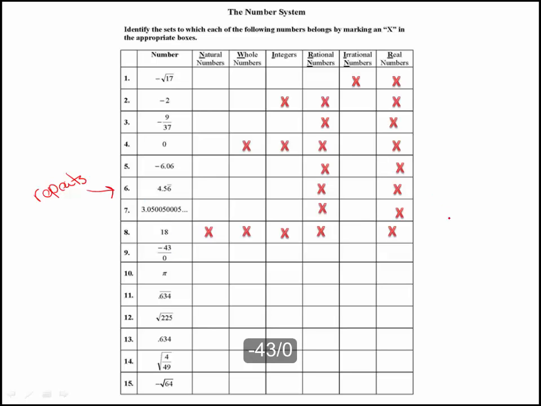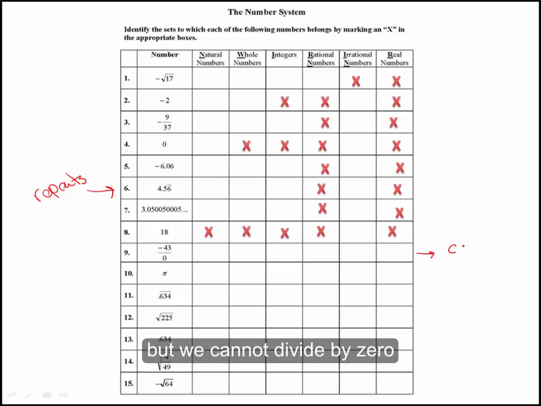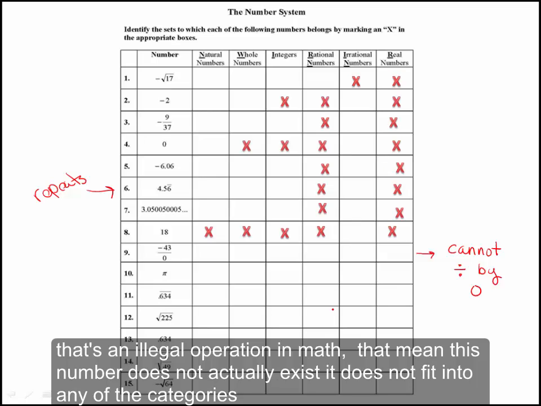Negative 43 over 0 looks like a fraction, but we cannot divide by 0. That's an illegal operation in math. That means that this number does not actually exist. It does not fit into any of the categories.